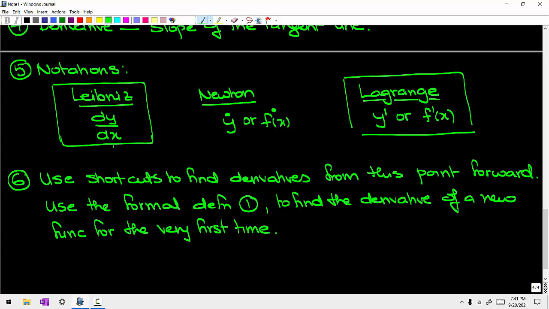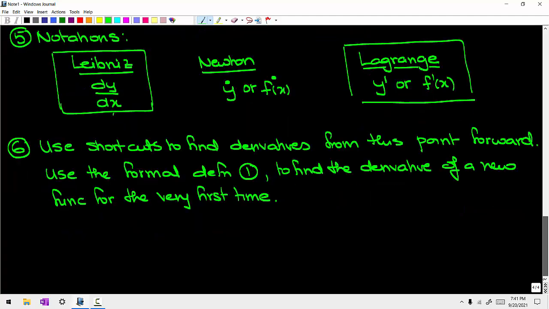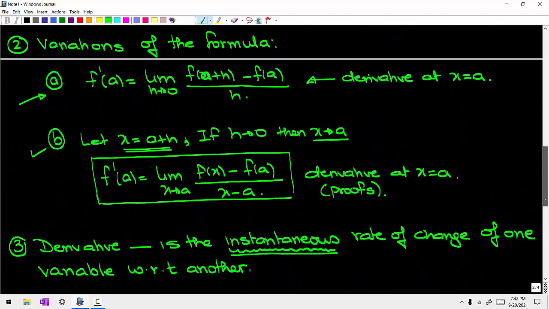Okay, like for example, a couple sections from now, we will find the derivative of sine x. We don't know what that is right now, so when we do that for the very first time, we will use the formal definition. Once we do, you'll find out the derivative of sine x is cosine x. Going forward, we will always assume that the derivative of sine x is cosine x, so we don't have to do it formally every single time, just once for the very first time. Okay, so those are some notes on derivatives.